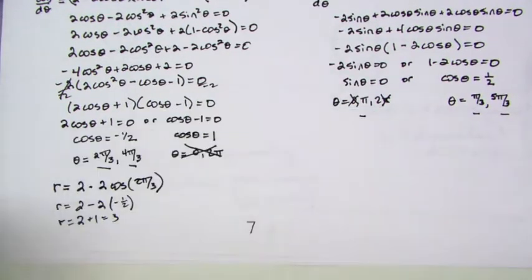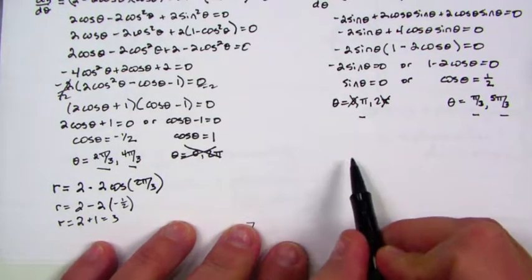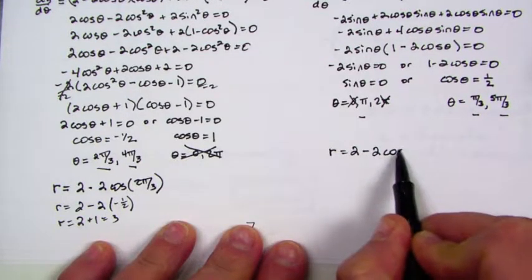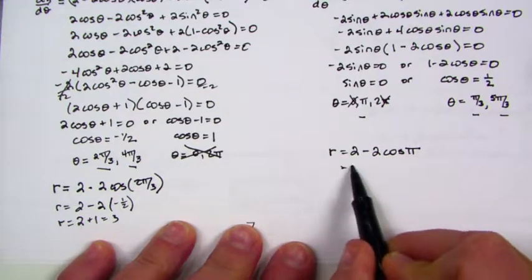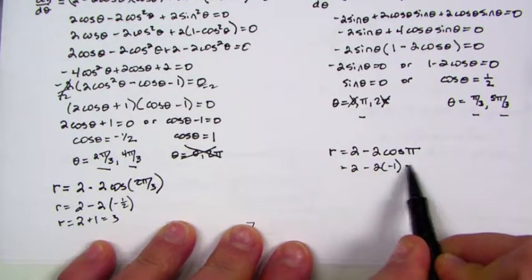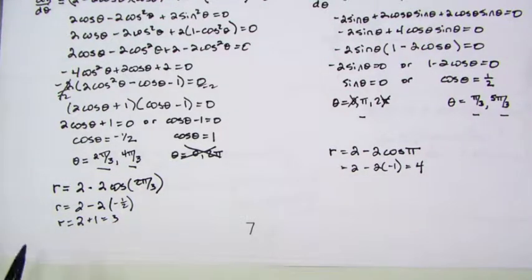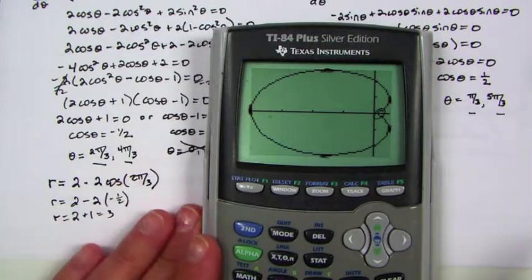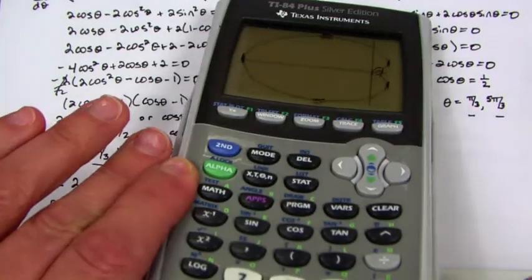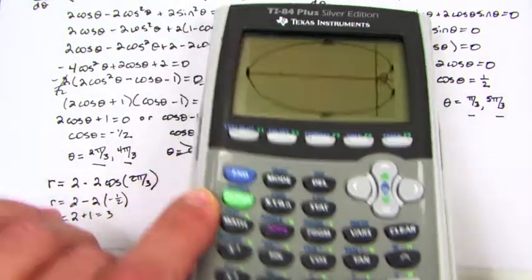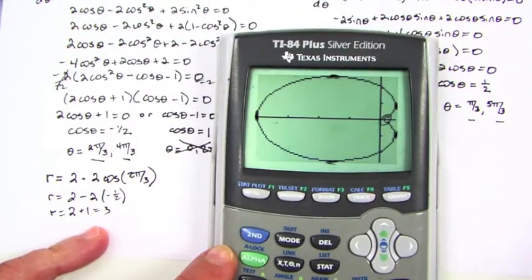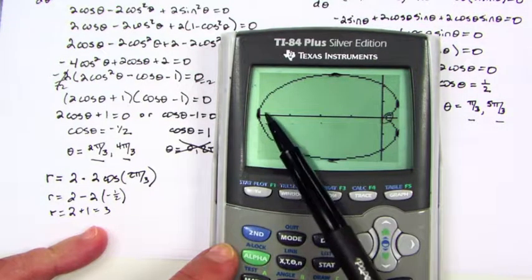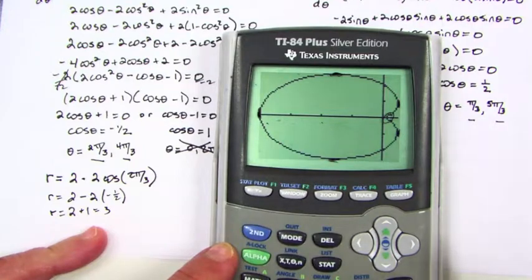Similarly, let's see what happens when we plug in pi over here. R would be equal to 2 minus 2 cosine pi. So that's 2 minus 2 times negative 1, which indeed gives me 4. And if you think about that, that means that at pi comma 4, it says I should have a vertical tangent. Well, I go over to pi and I go out 4 units, and I do indeed have a vertical tangent.